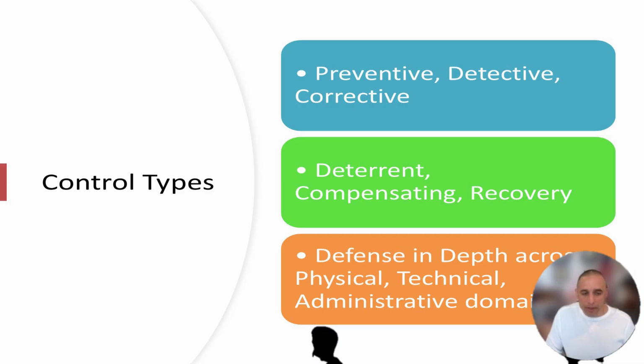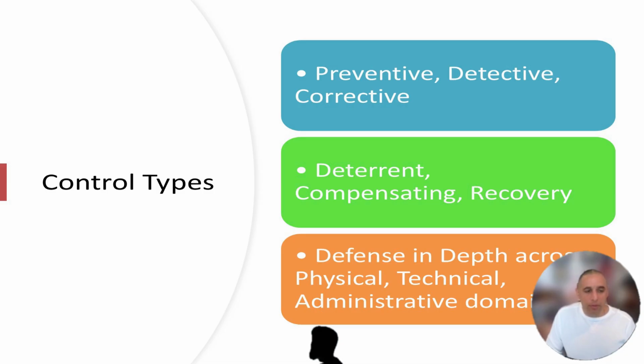Detective controls identify and alert you to incidents as they happen. Examples include intrusion detection systems, security monitoring, and audit logs. Corrective controls help restore systems and data after an incident. Examples include backup solutions, incident response plans, and patch management.